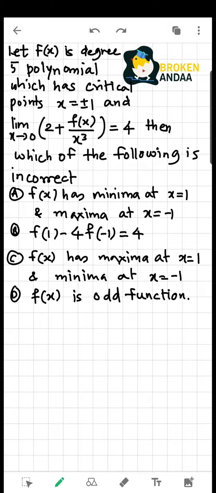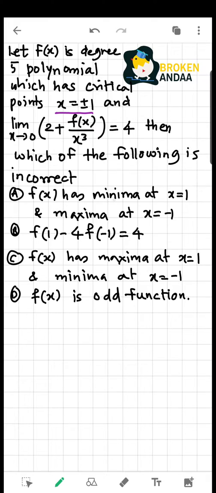Okay, so this is a problem we will solve. Let f(x) be a degree 5 polynomial which has critical points x equal to plus minus 1, and limit x tends to 0 of (2 plus f(x)/x cube) is equal to 4. Then which of the following is incorrect?